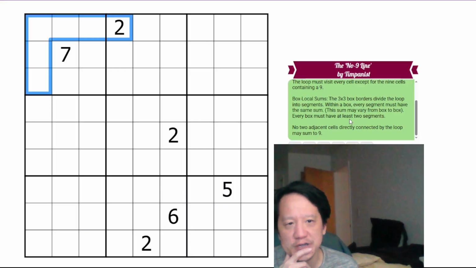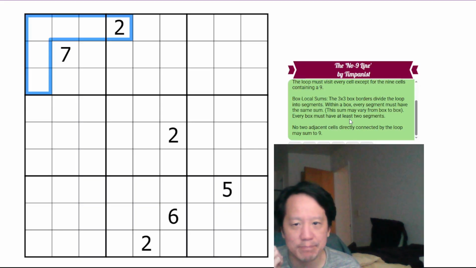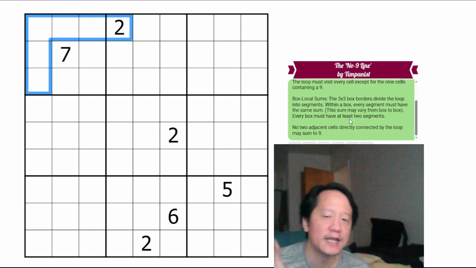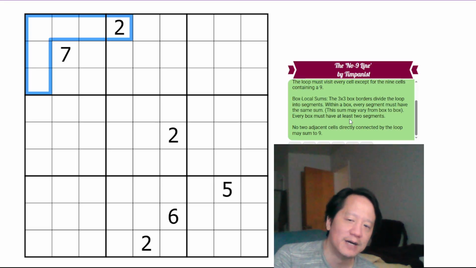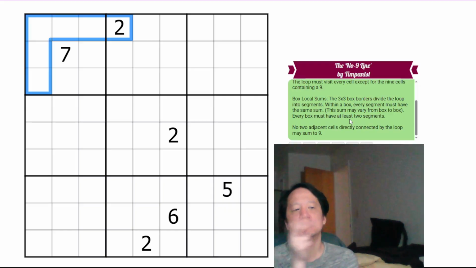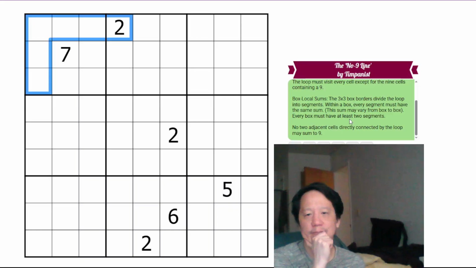Box local sums. The 3x3 box borders divide the loop into segments. Within a box, every segment must have the same sum. Interesting. And the sum may vary from box to box. And every box must have at least 2 segments. Interesting.